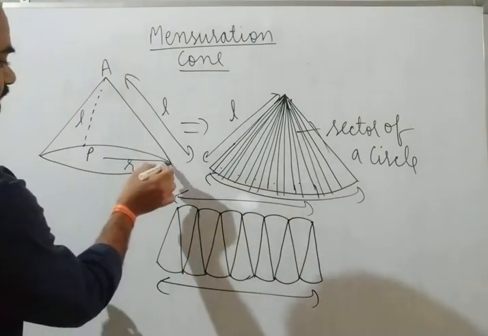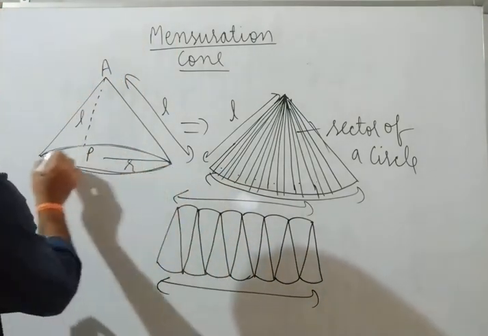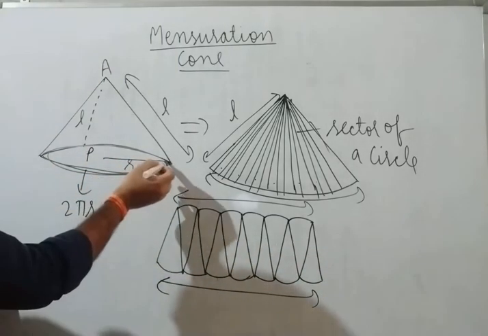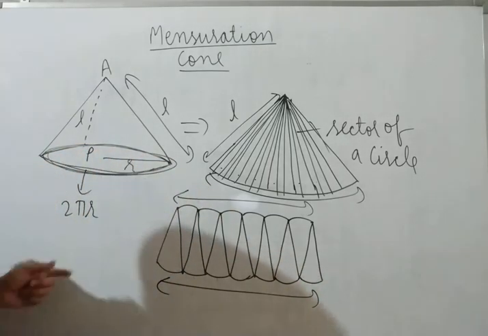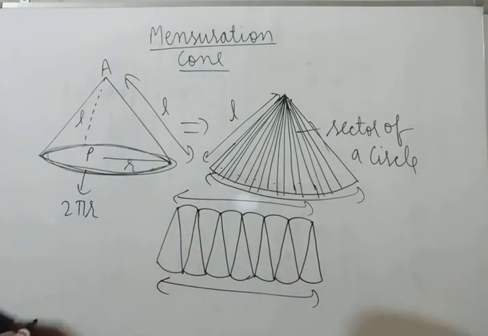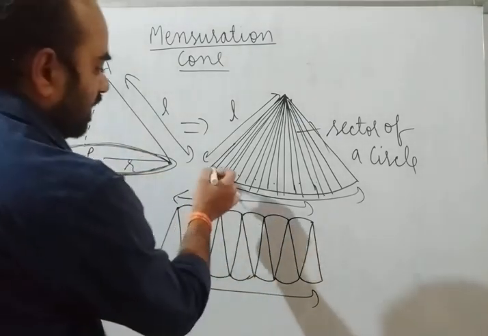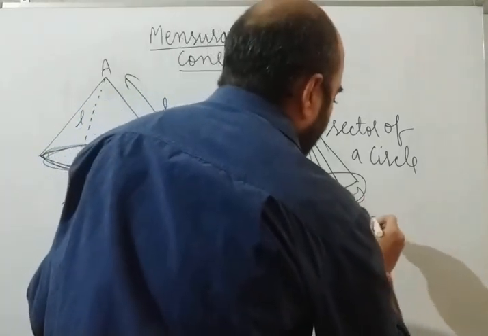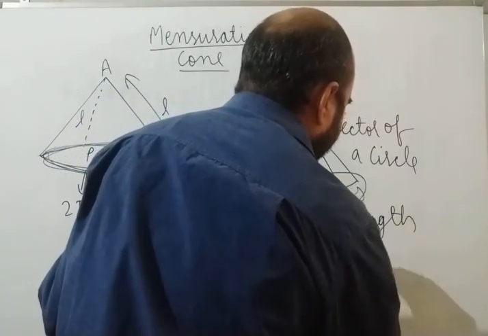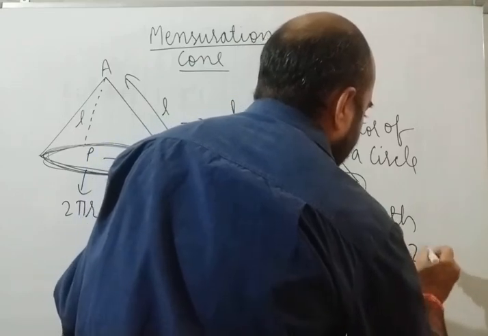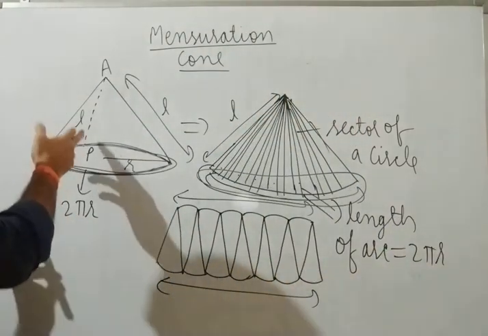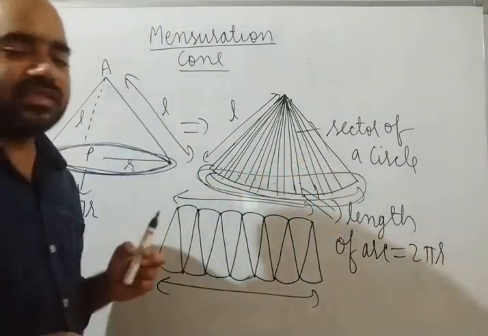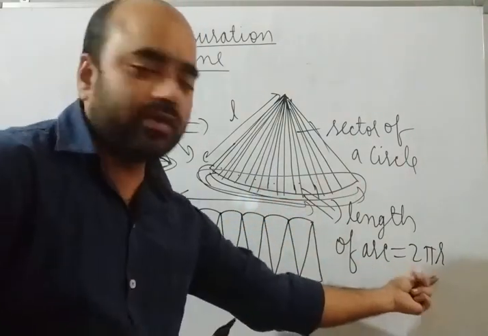You will see this length is the circumference of the circular base, that is 2 pi r. This length is the length of the circumference of the circular base, that is 2 pi r. Now this 2 pi r is converted into this length. Correct? See, we have cut the cone along its slant height. It means this length has become the length of the arc of the sector. It means this length is equal to 2 pi r.